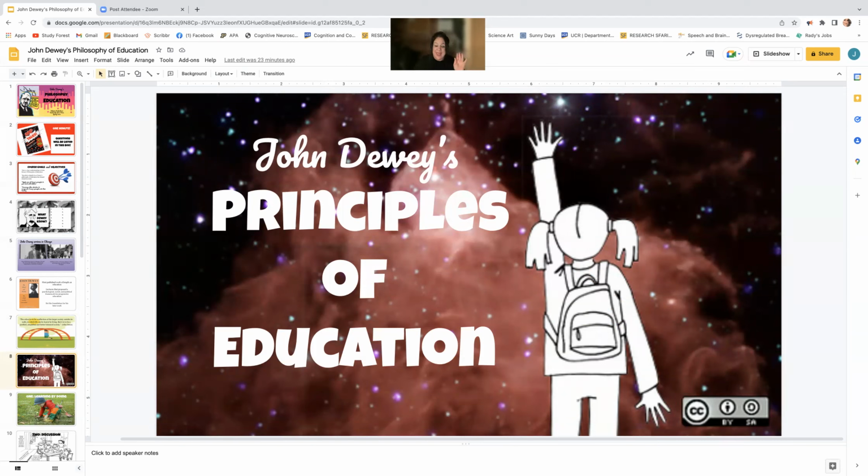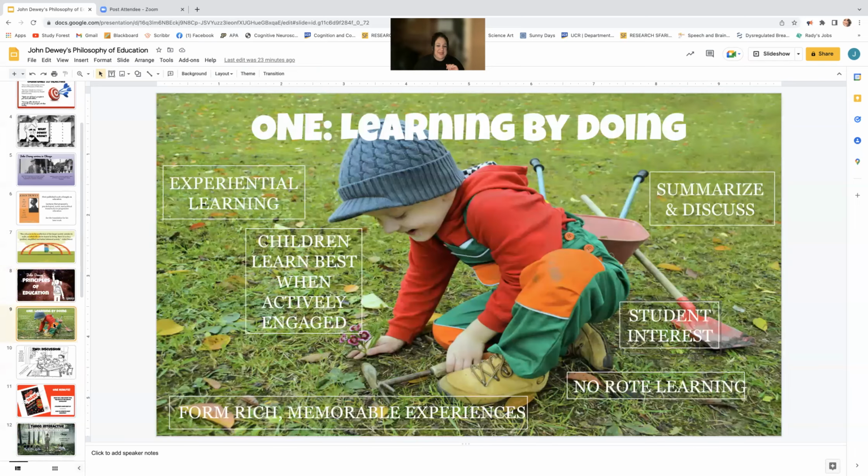Okay, so let's get on to his principles of education. All right, he had 4 main principles of education. The first one is that he believed that children learned best by doing. He also called this experiential learning. It's the idea that children learn best when they're actively engaged in something, when they're emotionally engaged, when their interests are involved, and when they're actually digging in that dirt and discovering what things do.